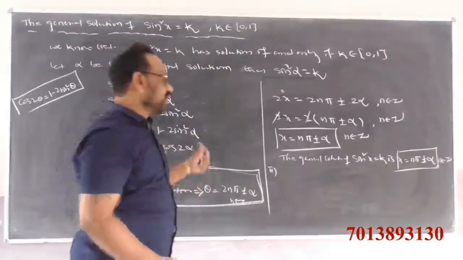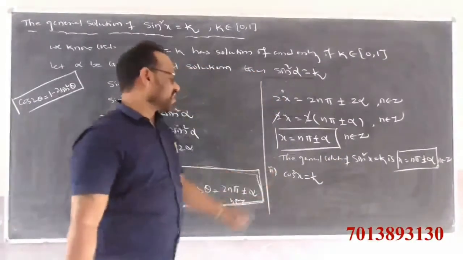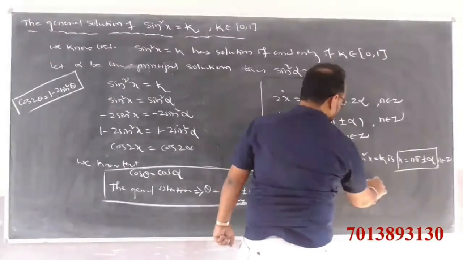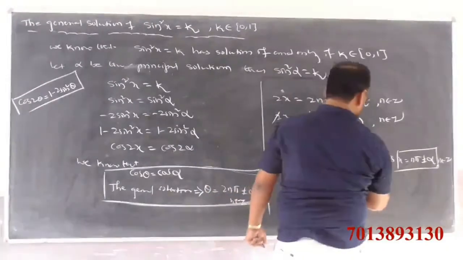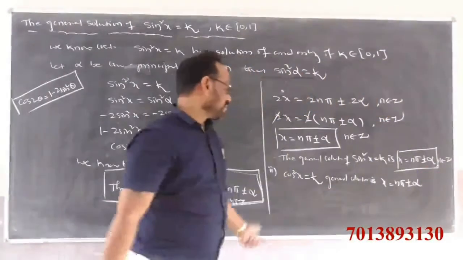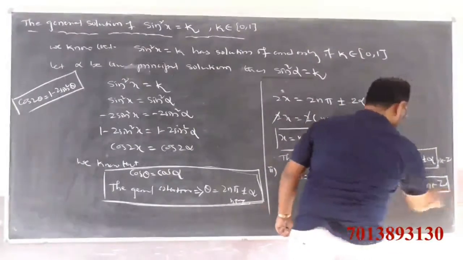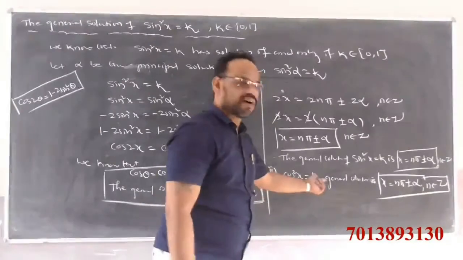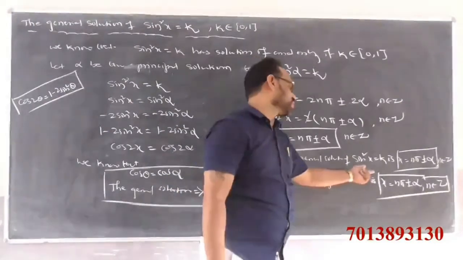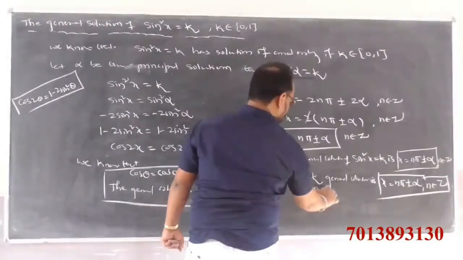Same about this equation. What is the general solution of cos square x is equal to k? The general solution is clearly x is equal to n pi plus or minus alpha, where n belongs to Z. Here also k belongs to the closed interval 0 to 1.